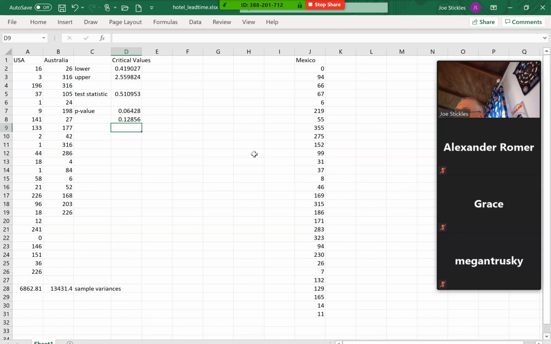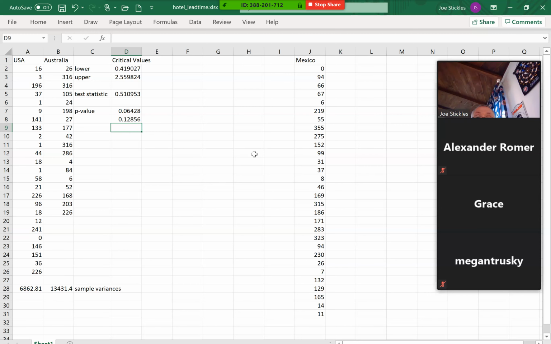Are we okay with F distribution stuff? Because the p-value is greater than our alpha, that means we do not reject. We do not reject, right? Yep, that's correct.